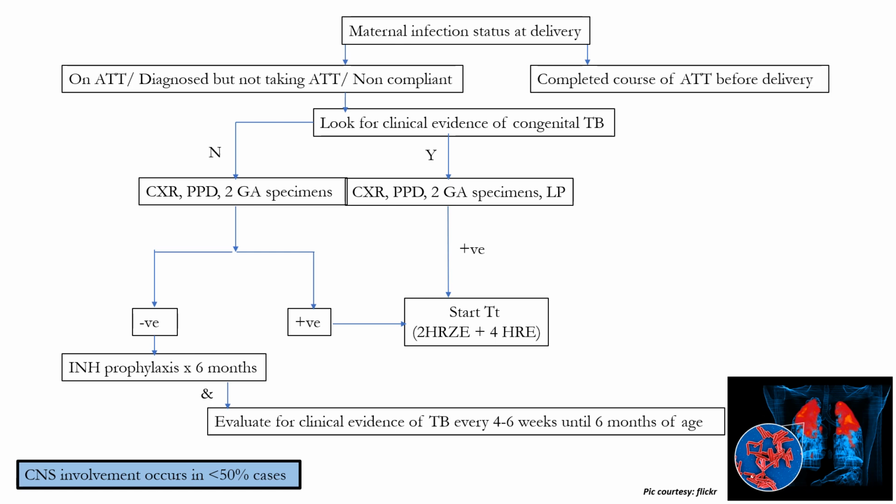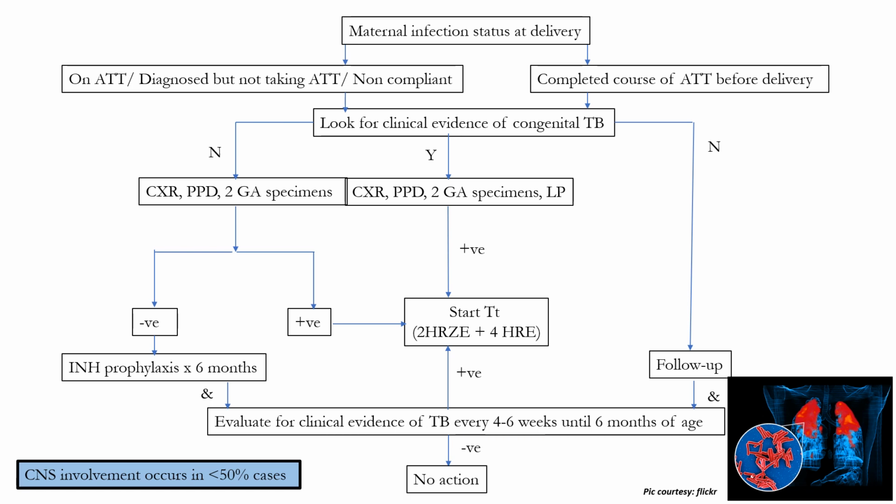If the maternal infectious status at the time of delivery is such that the mother has completed the course of ATT before delivery of the baby, then in that case we must again look for clinical evidence of congenital TB, and most likely there is no positive evidence of congenital TB, and then we follow up the patient and evaluate for clinical evidence of tuberculosis every 4 to 6 weeks until 6 months of age. If at any time it comes out to be positive or suggestive, then we start treatment with anti-tuberculous therapy, and in case it does not come out to be positive at any time, then in that case we don't need to perform any action.